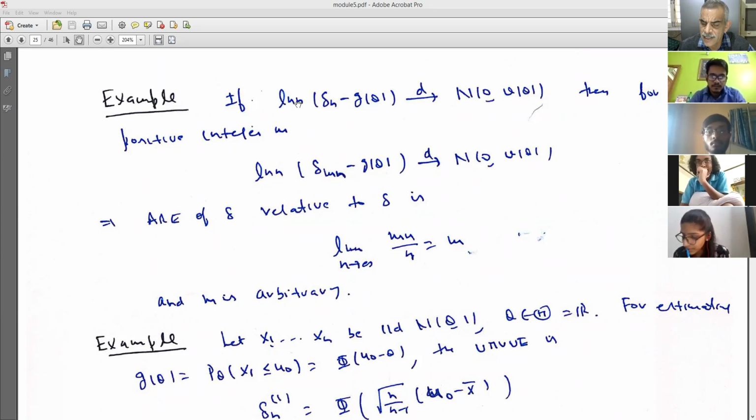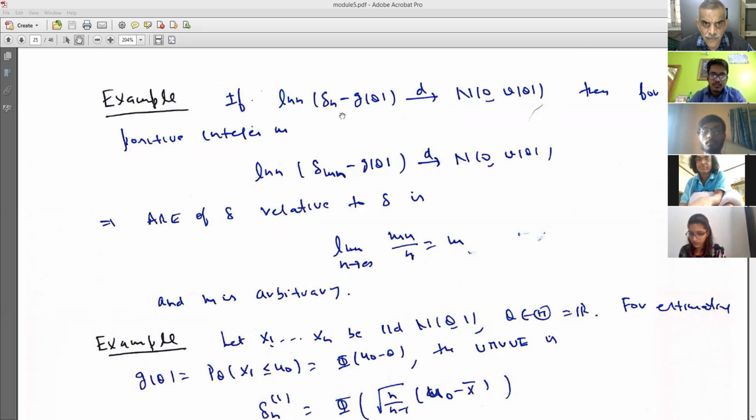But log of mn is the same as log of m plus log of n. So that means log of n delta mn minus g theta plus log of m delta mn minus g theta goes in distribution to normal 0 v theta. But this is going to normal 0 v theta, so delta mn minus g theta would go to 0. Now if delta mn minus g theta goes to 0, then log m into delta mn minus g theta would also go to 0, because m is a fixed quantity.